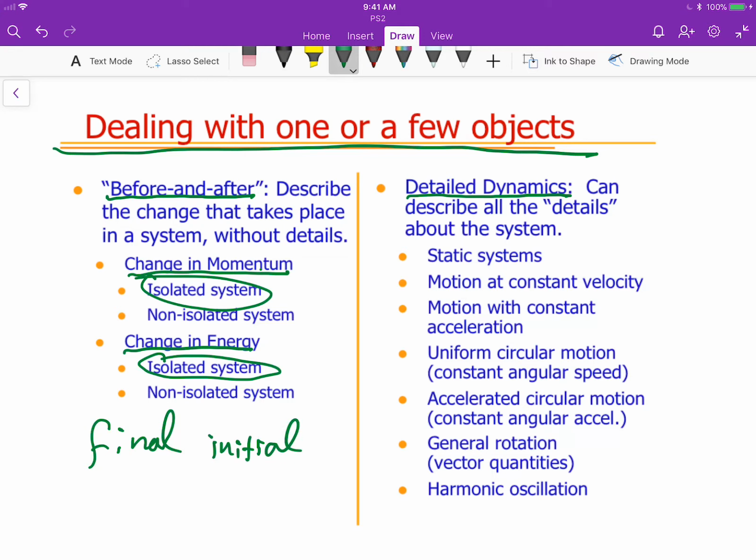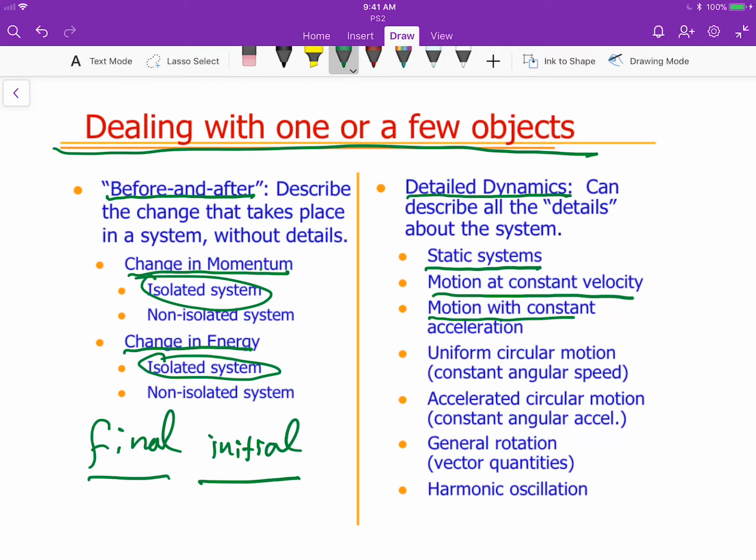And then detailed dynamics can describe what a particle is doing not just at two points, the final and initial, but over some period of time. There were seven situations where we dealt with detailed dynamics. There was statics: at any time we knew that it wasn't moving. There was motion at a constant velocity: we knew what the velocity was at any time.